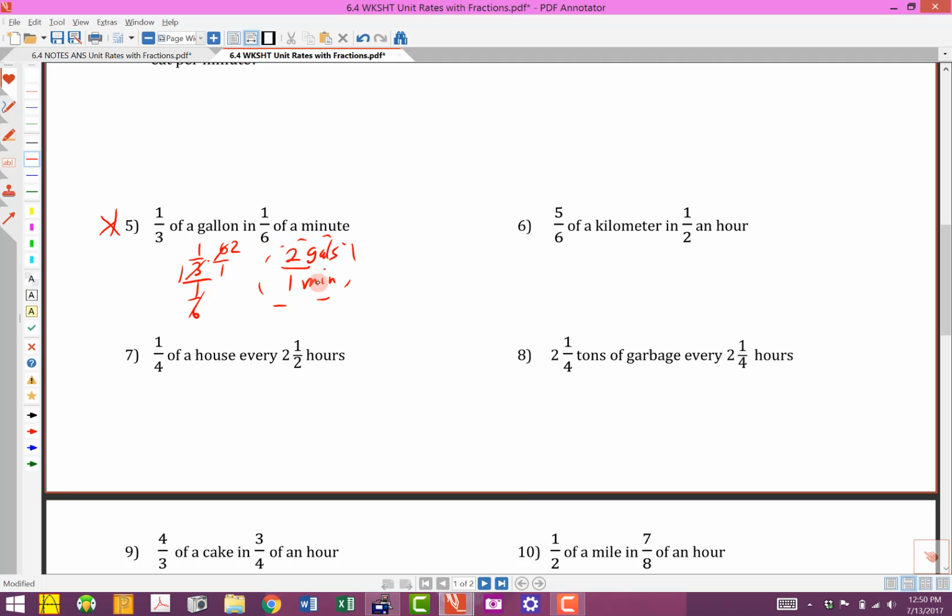There's nothing wrong on these particular problems with leaving it like this, but we could also write 2 gallons per minute, and we'd be just fine right there. Okay? All right, there you go.